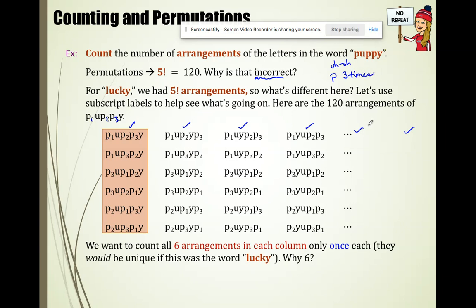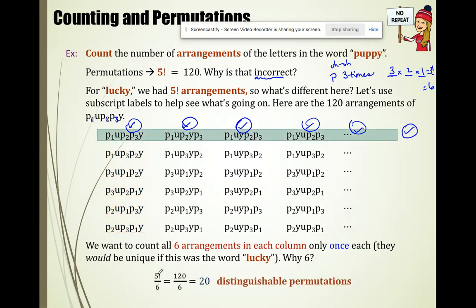How many different ways can you arrange P? Permute 3. Permute P 3 times. Well, I can put P1 here, or P2, or P3. So this is 3 times 2 times 1, which is 3 factorial, which is also 6. That's my 6 groups. So I need to take my 120 arrangements and divide out those columns.